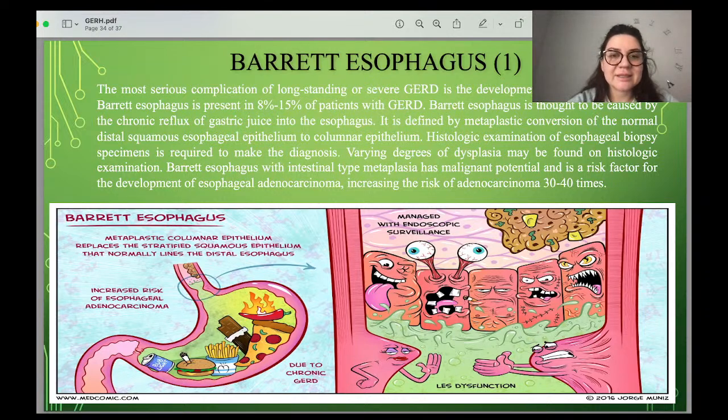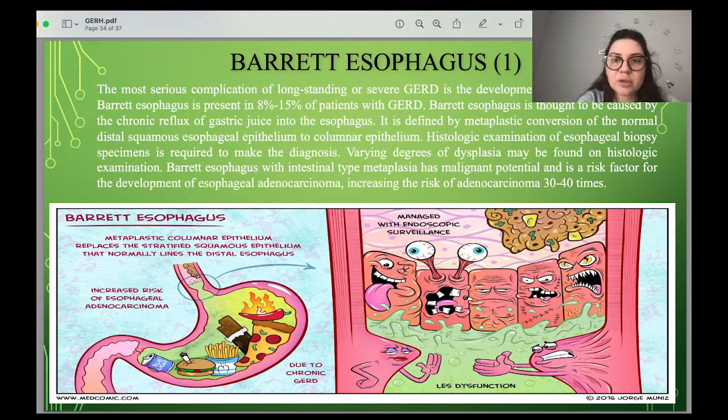Next complication is Barrett's esophagus. You can see here funny pictures about it. It is the most serious complication of long-standing and severe gastroesophageal reflux disease. The development of Barrett esophagus is present in 8 to 15%. It is quite often with GERD. Barrett esophagus is thought to be caused by a chronic reflux of gastric juice into the esophagus. It is defined by metaplastic conversion of the normal distal squamous esophageal epithelium to columnar epithelium.